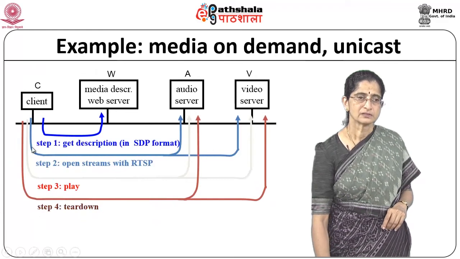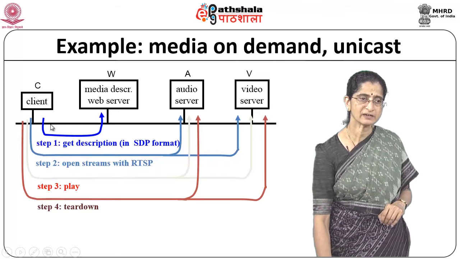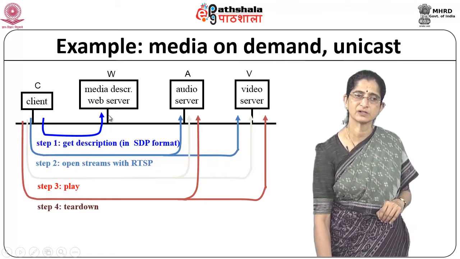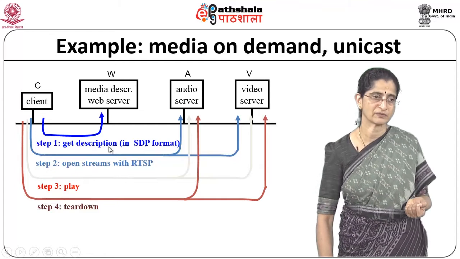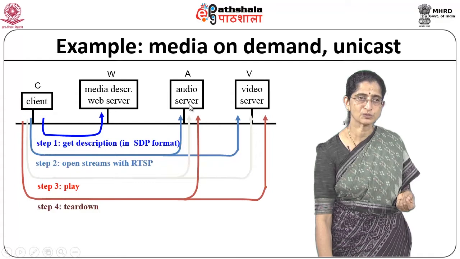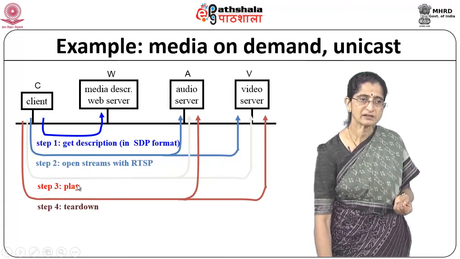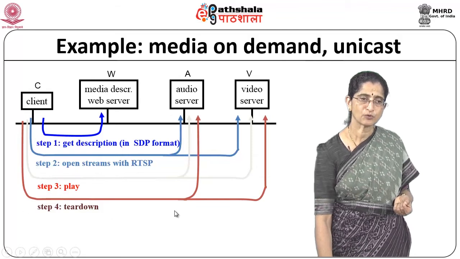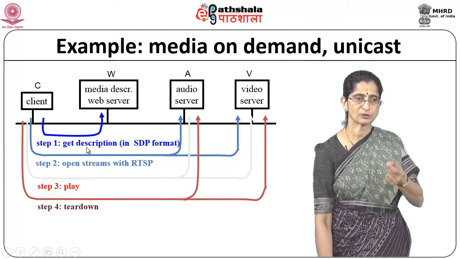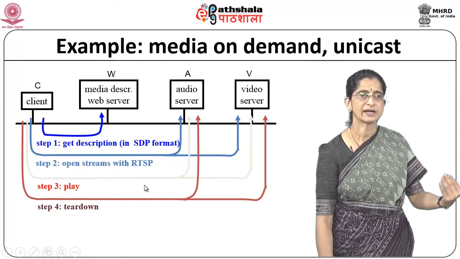So the way the entire thing could work would be like this. The client, as the first step, would get a description from the media description web server, using SDP format, for instance. Step 2, it opens streams using RTSP to, let's say, the audio server. Then step 3, it can start playing. And step 4 will be teardown. The same thing can be done with an audio server, and the same thing can be done with a video server. So this is basically how the client would be able to contact an audio server and a video server using RTSP and start playing the content.